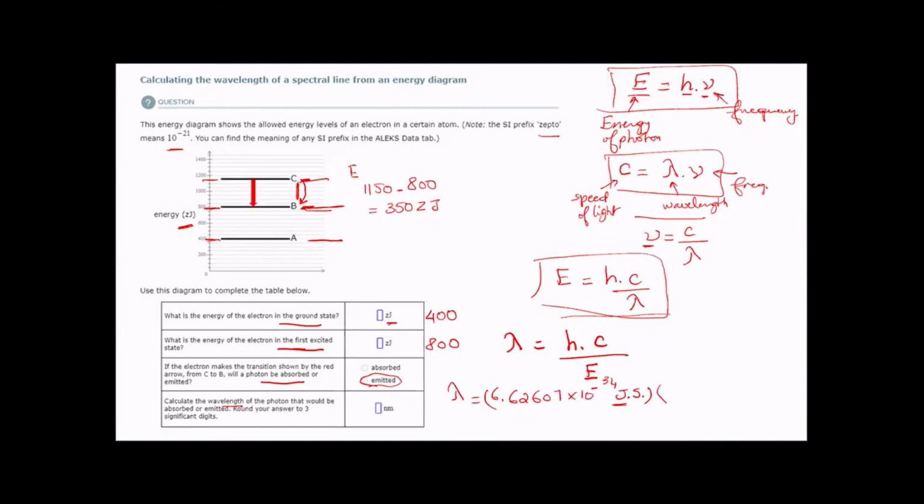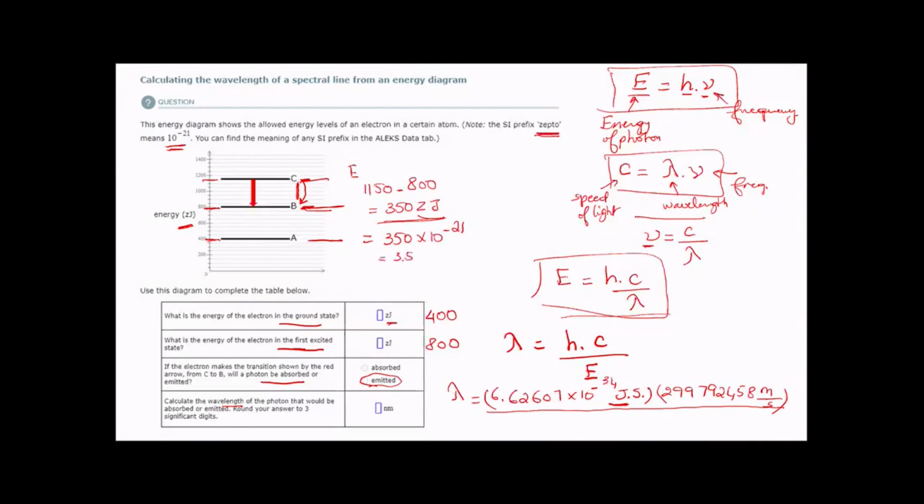Okay, then the speed of light, which again, the value can be found in ALEKS or in your book. You can write it like this, or you can write it in scientific notation, and the unit of the speed of light is meter per second. And then we're going to divide that by the energy of the photon. Okay, now because your Planck's constant is in the unit of joule, your energy of the photon must also be in the unit of joule. But we have here the energy of the photon in a unit of zeptojoule. Well, the question is telling you that zepto means 10 to the power of negative 21. So we need to convert the zeptojoule into joule by multiplying by 10 to the negative 21.